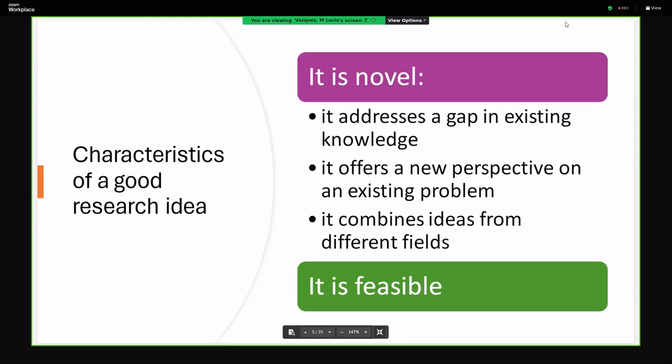And combining different fields, now that we have artificial intelligence and machine learning, we could use information about molecules to design artificial molecules and test them in a computer system. The other thing is to make sure the idea is feasible, which grant reviewers also consider. If I were to say I'm going to sequence the genome of 10 different microbes, it's clearly not feasible because it requires a lot of money. We don't have the equipment.